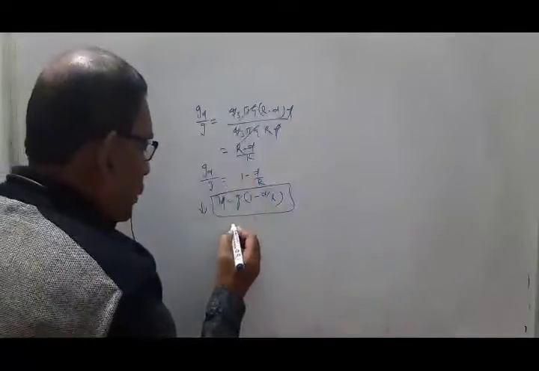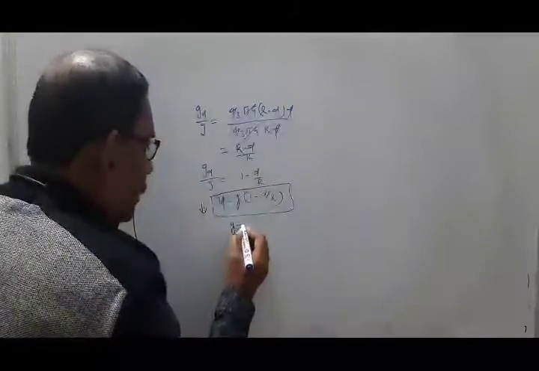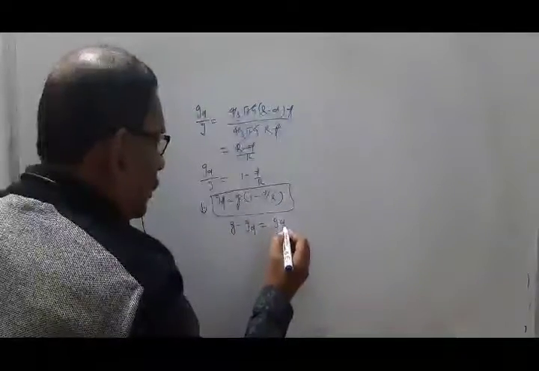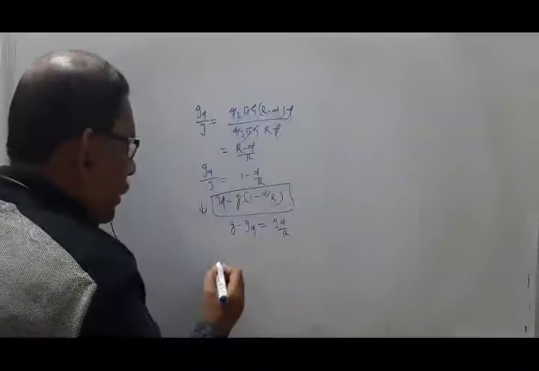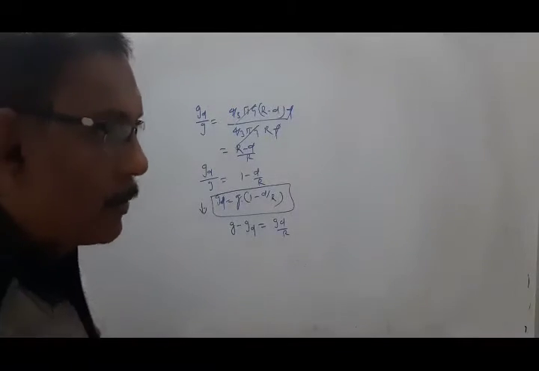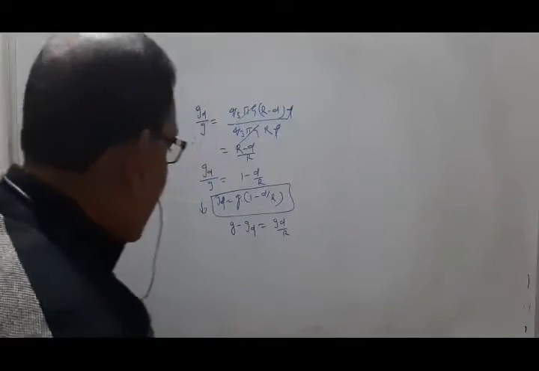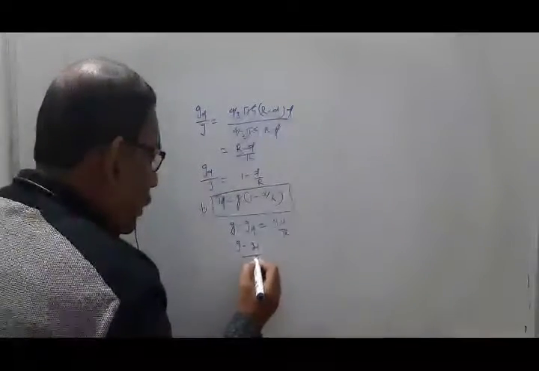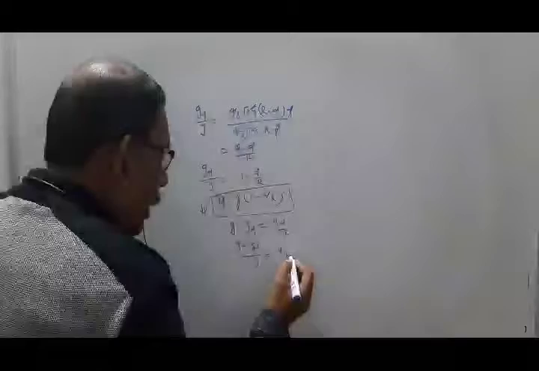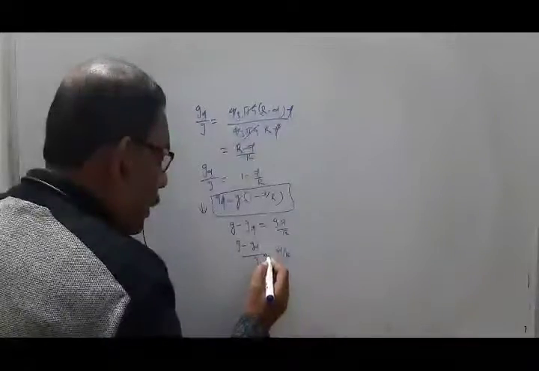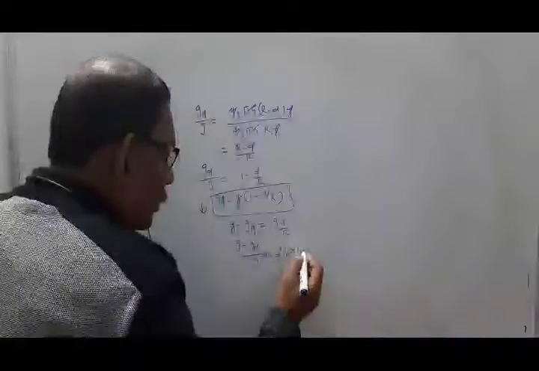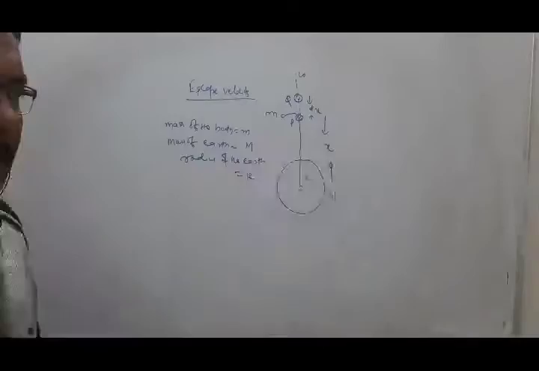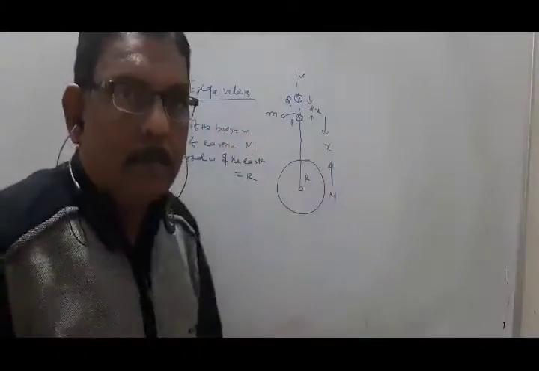Simplify these equations: g − g_d = g d/R. If you want to calculate the percent decrease in the value of g, (g − g_d)/g = d/R, and after multiplying by 100 on both sides, this is the percent of decrease in the value of g. And now, computing escape velocity.